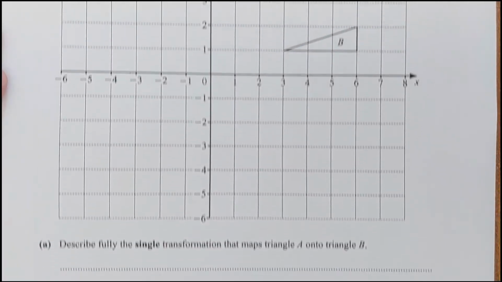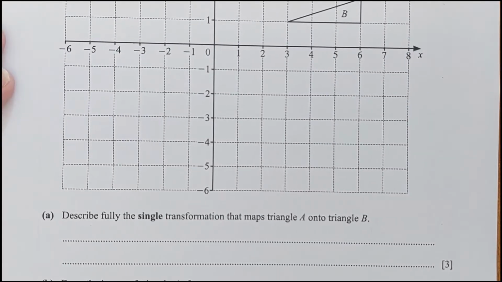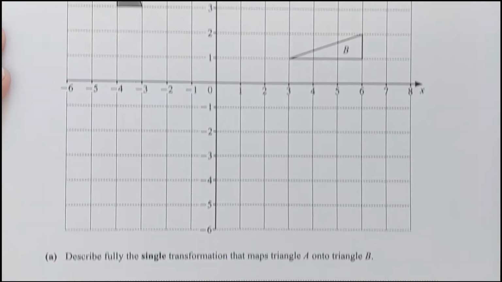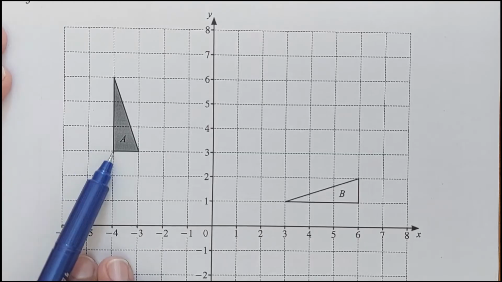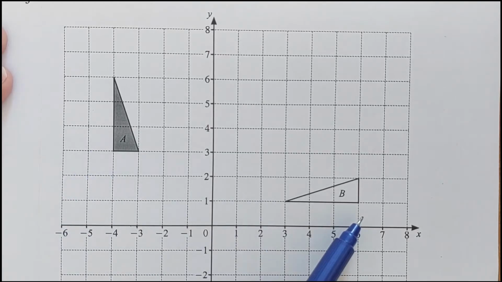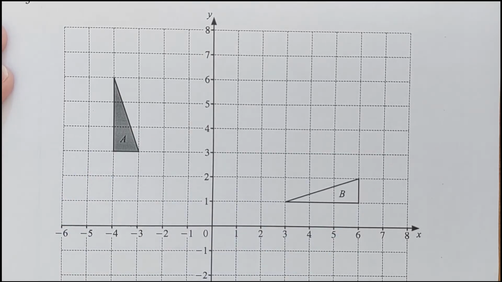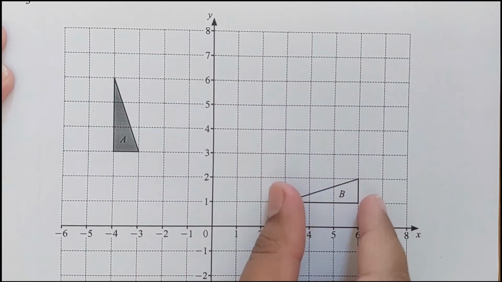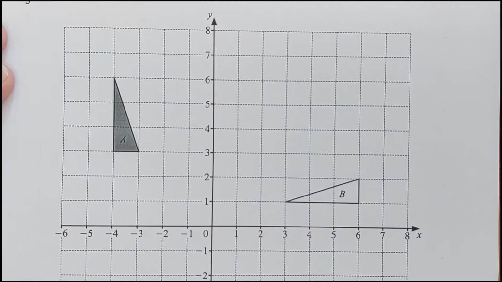Question number 3. Part A. Describe fully the single transformation that maps triangle A onto triangle B. A onto B. We have A and this is B. All right. So this is the shape of A and over here B. A to B.